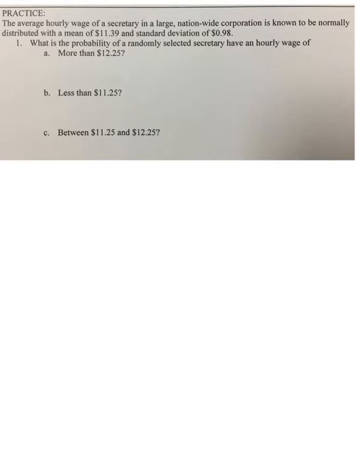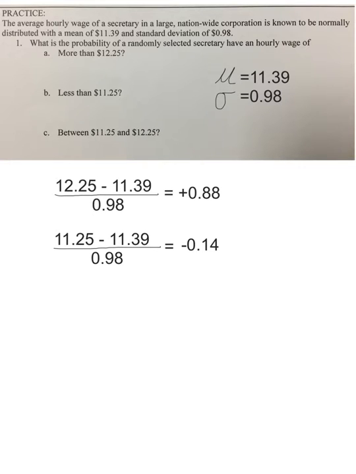So the first thing we're going to do is mark everything down, and we need to find the z-score for $12.25. So what I want you to do is pause the video for a second and find the z-score for $12.25, and I want you to find it for $11.25, and then we'll go from there. So now that we have our two z-scores, what we want to do is go to our graphing calculator and plug them in. The first thing I'm going to suggest is actually drawing a curve to represent these scenarios.